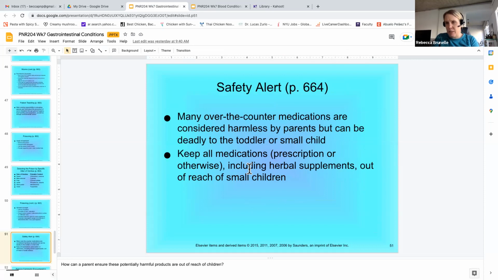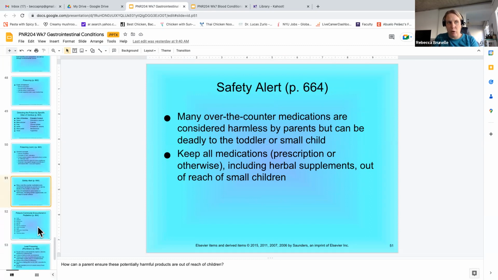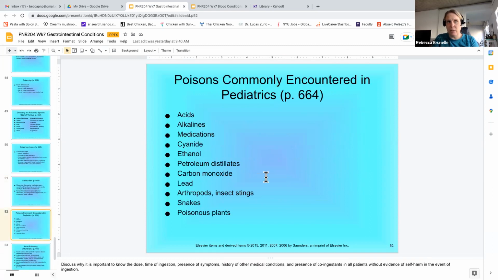And I talked about this, that it's not just prescription medications. A lot of over-the-counter medications can be really harmful if taken in high doses. So, these are a whole list of things that kids can ingest. So it's not always medications. It could be alcohol. It could be lead.